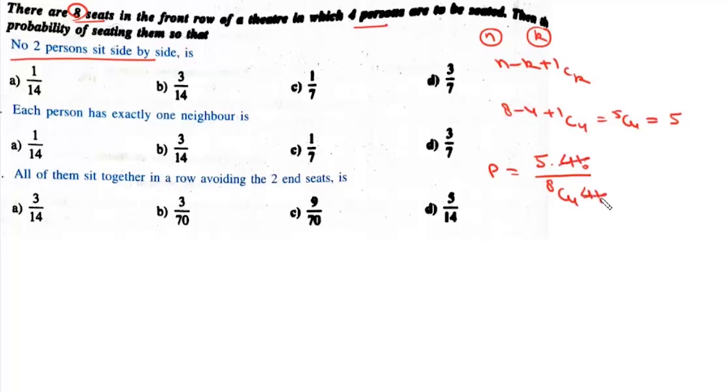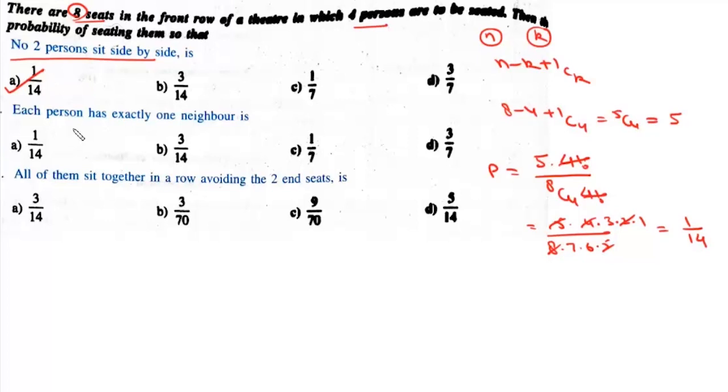Now this factorial 4 will cancel. So this is 5 and this is 8, 7, 6, 5 and this is 4, 3, 2 and 1. Now 5 and 5 will cancel. Now this is 8. So this value is simply 1 by 14. So the probability that no two persons sit side by side is 1 by 14, and that's your option A.